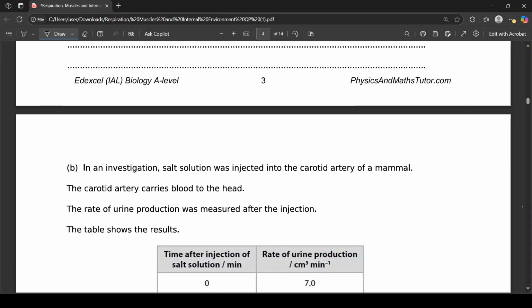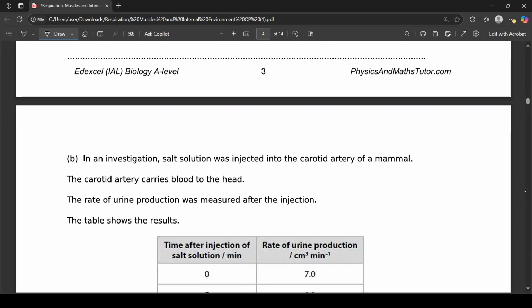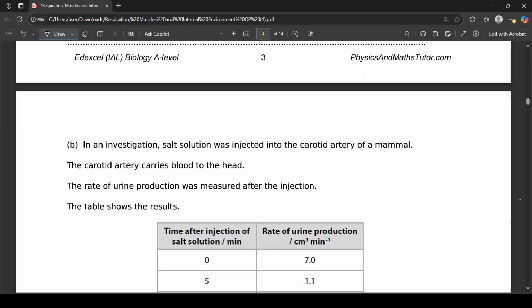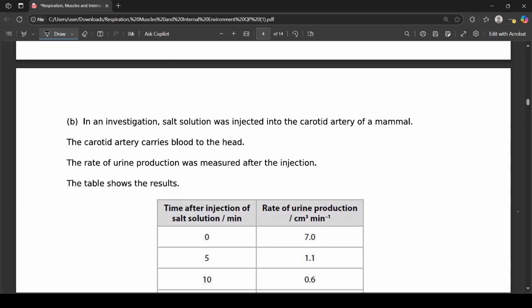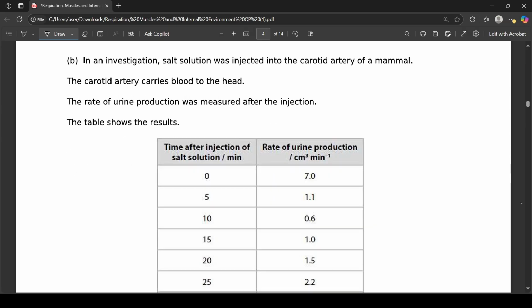In an investigation, salt solution was injected into the carotid artery of a mammal. The carotid artery carries blood to the head. The rate of urine production was measured after the injection. The table shows the results.